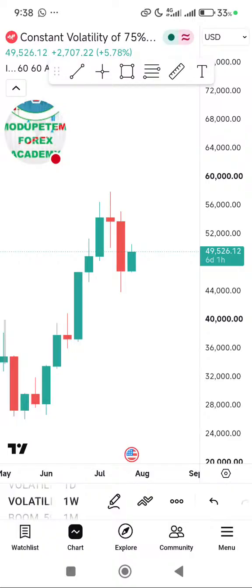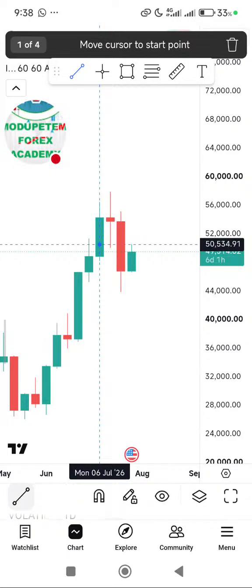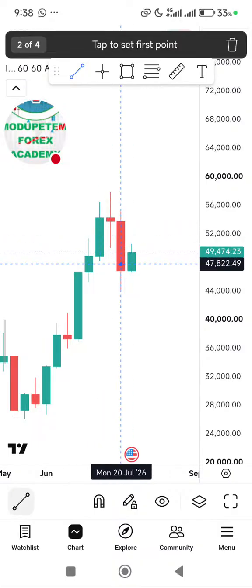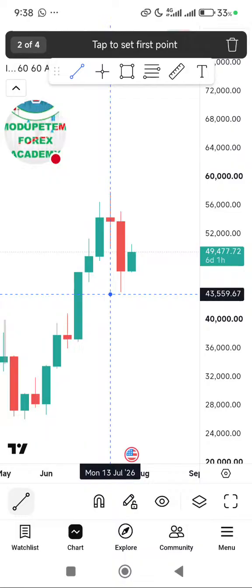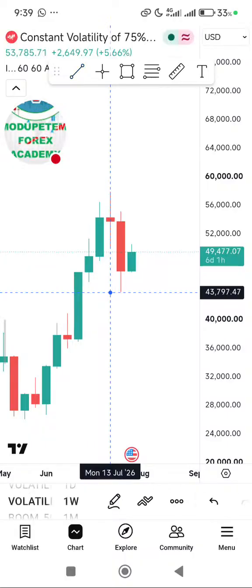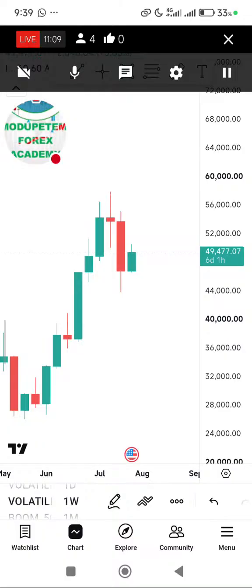Since the candle we had last week was a bearish candle, I'm talking about this particular red candle here, the last weekly candle, I automatically know that this week we are going to be bearish. For me to ascertain that we are bearish, that is where my Fibonacci tools come in.